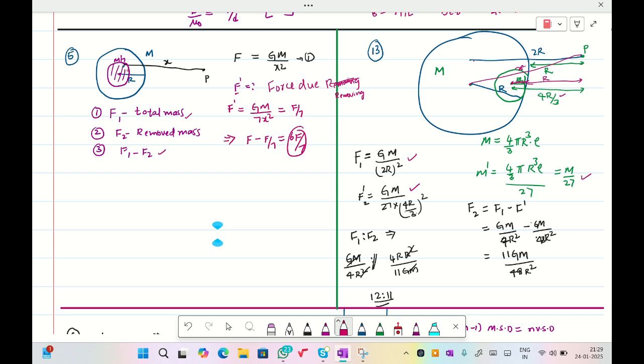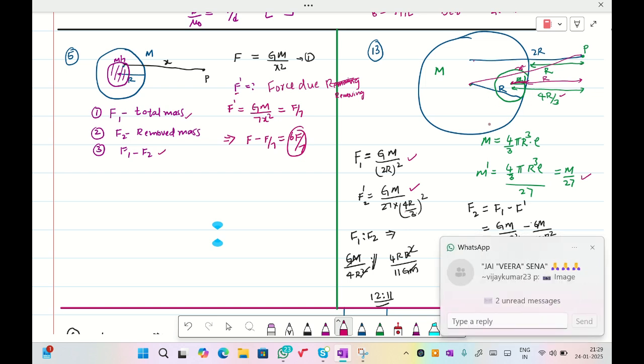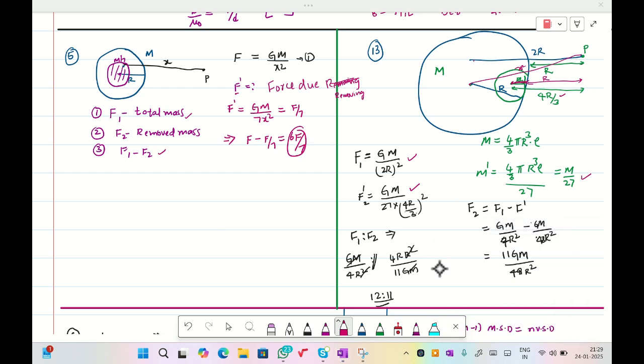Here the removed part is not concentric. From the periphery, it has a radius R by 3. And here in the question, if you see clearly, F2 is given, the force of the remaining mass. So to find the remaining mass, you have to do subtraction: F1 minus F2 dash. Then you will get 11 GM by 48 R square.